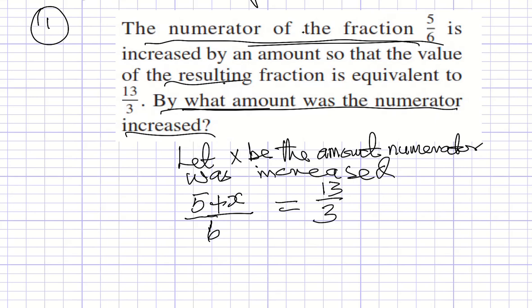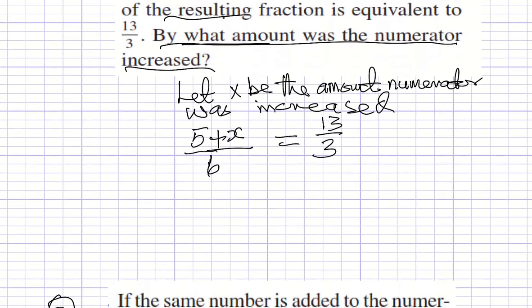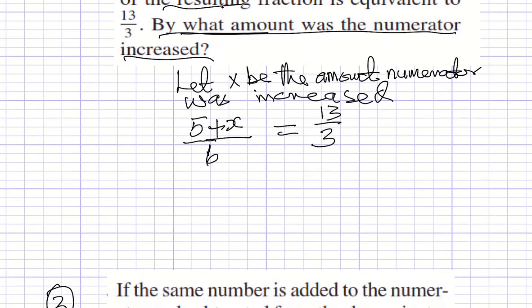By what amount was the numerator increased? So they're looking for X. That's it. You see? It's not that difficult, man. So you're looking for X. So you let X be the number that they use to increase the numerator, right? So you solve for this. Basically, you equate and solve. So you cross multiply. That's all.